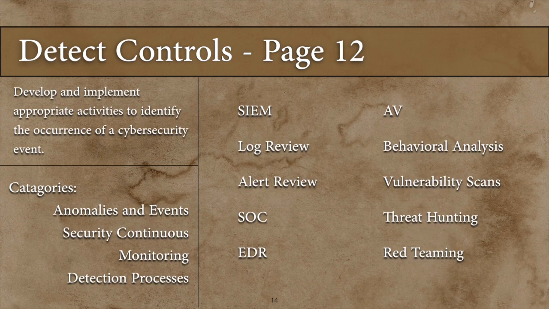Now we move into page 12 on the player's guide for the Detect controls. These develop and implement appropriate activities to identify the occurrence of a cybersecurity event. So, categories here include anomalies and events, security continuous monitoring, and detection processes. Notice that now we're getting less controls. We have our security incident event managers, AV, log review, our security operations center. These are all areas that can detect a problem after they've occurred.